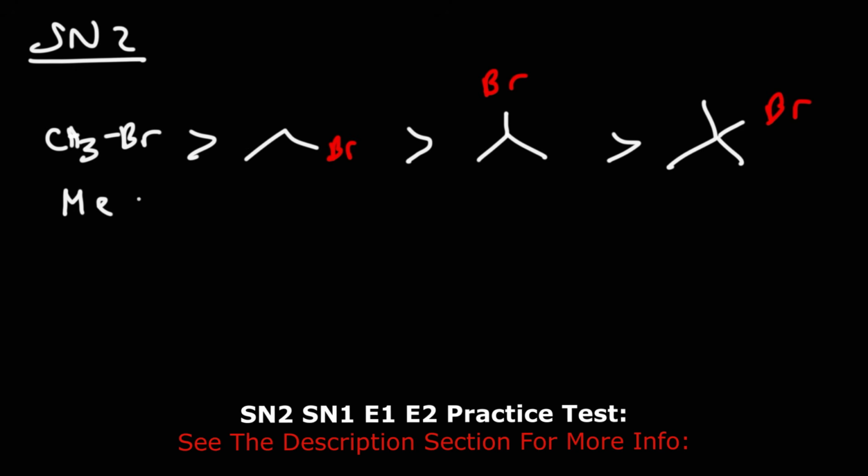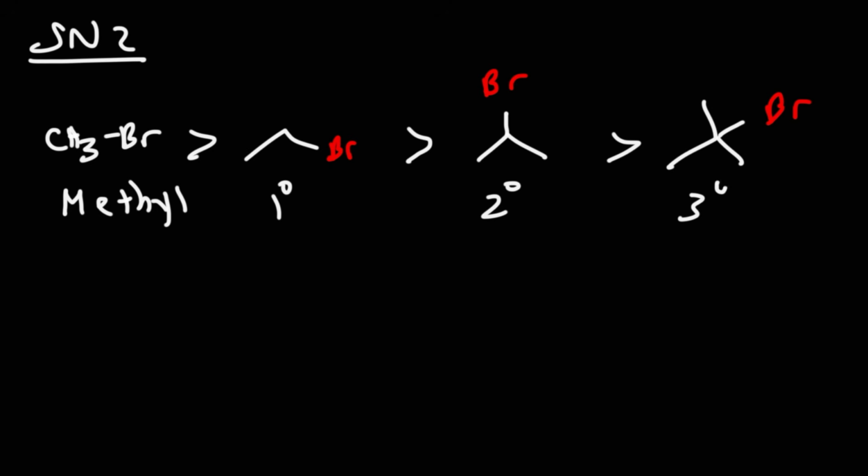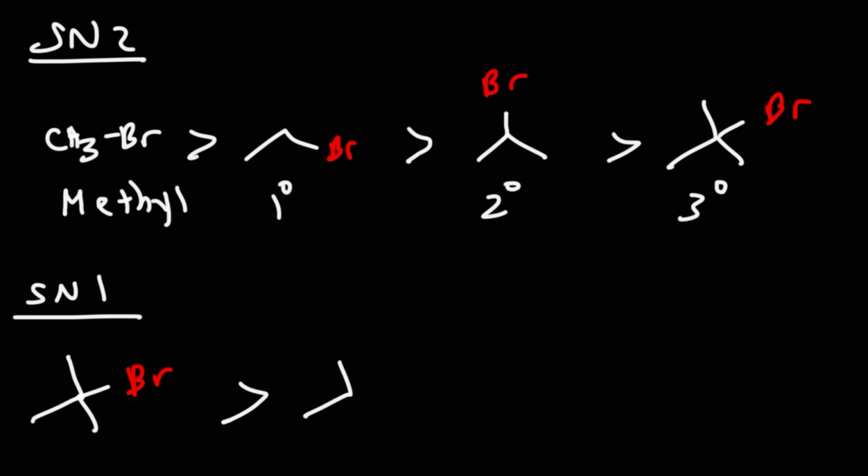But know that for the SN2 reaction, methyl halides are more reactive than primary halides. Tertiary halides are the least reactive. For the SN1 reaction, the situation is reversed. Tertiary alkyl halides react faster in an SN1 reaction than secondary alkyl halides, and so forth.